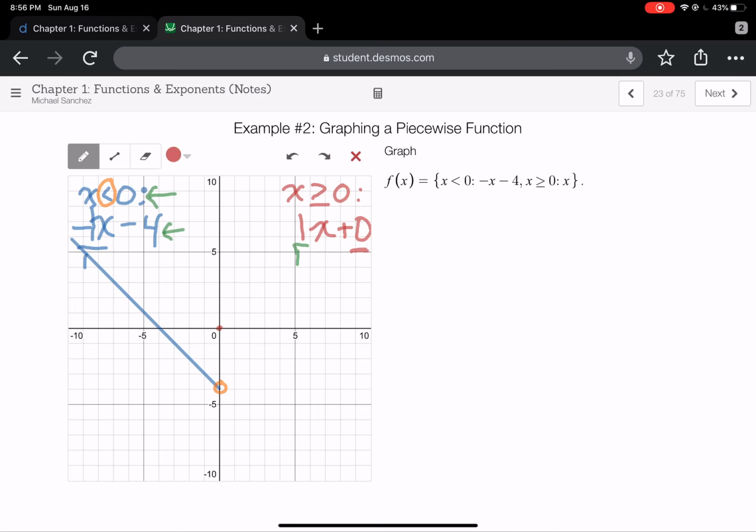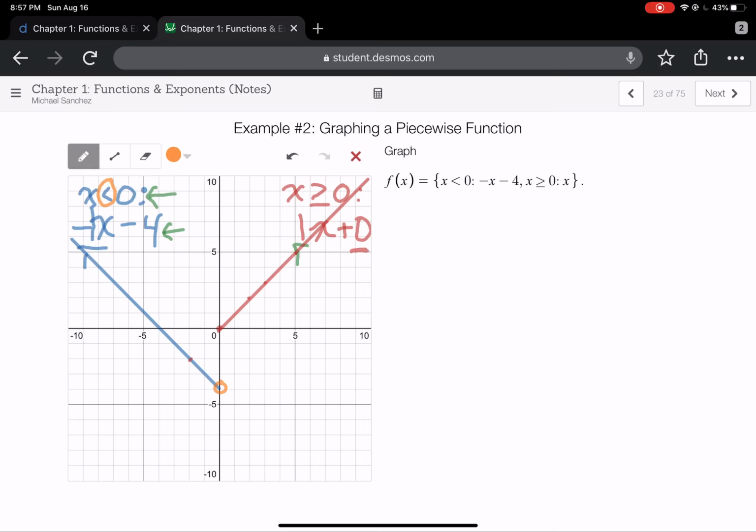So I'm going to plot those points. Boom. And then I'm going to draw my line that goes through all the points. There it is. Then we're going to erase. We only want the part that is greater than 0. So we want every part of this red line that is to the right of the y-axis. So I'm going to erase everything that's to the left. I don't want any of that piece anymore.